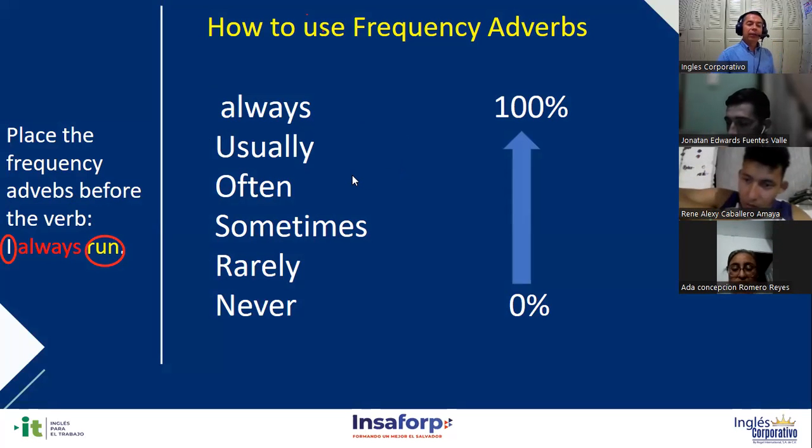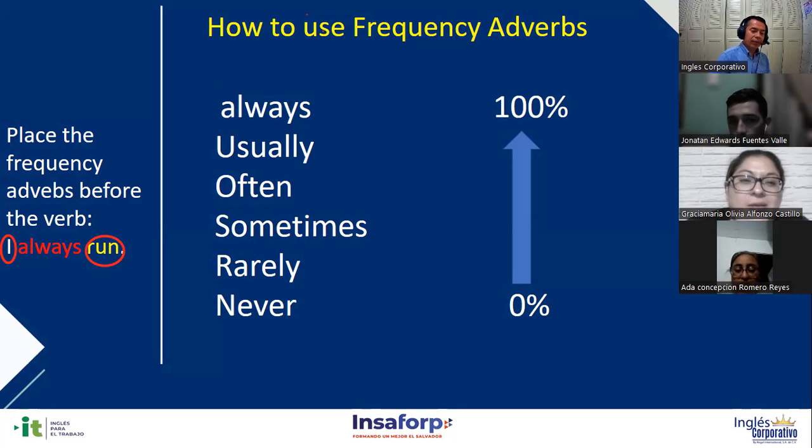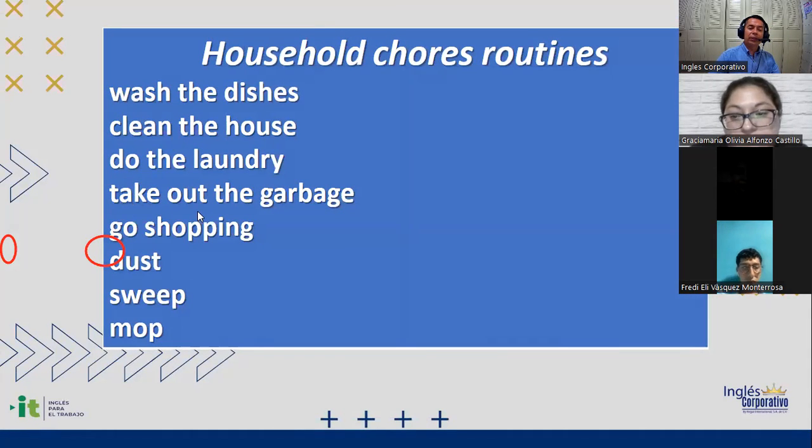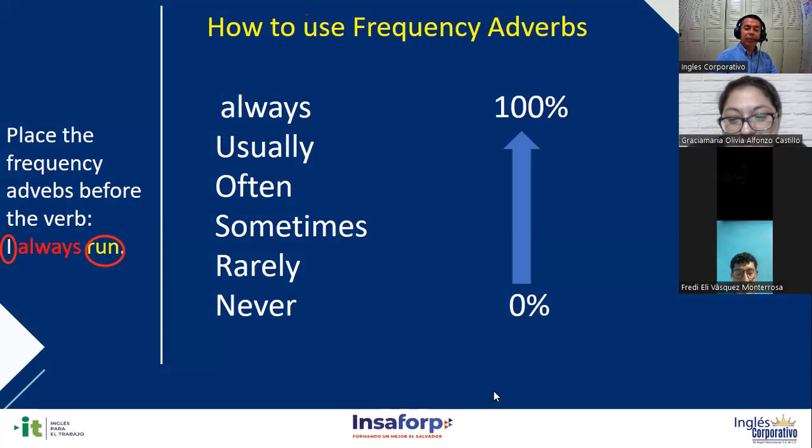Gracias Maria. Usually, I need you to say usually. Do you do the laundry? I usually do the laundry. Thank you very much. Now, Freddy, often, please. Do you dust? I often dust. Okay, thank you. Sometimes, Estenia, sometimes. Do you take out the garbage? I sometimes take out the garbage, right? Okay. Thank you very much.